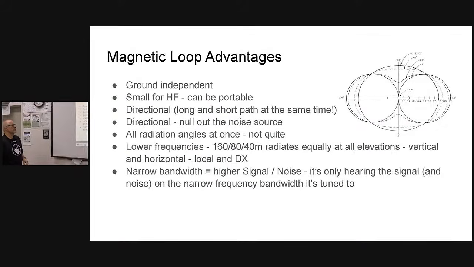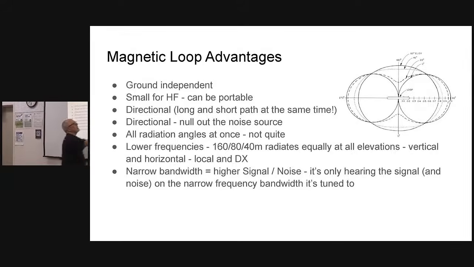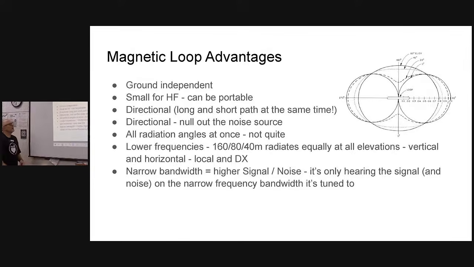Okay, advantages and disadvantages. That's at the lower frequencies, that's the pattern that I'm talking about. That's the loop through there. As we go up in frequency, that becomes less. It becomes more like this. It's small. It can be portable. That came in the van tonight. It's directional. At those lower frequencies, it's all radiation angles at once.